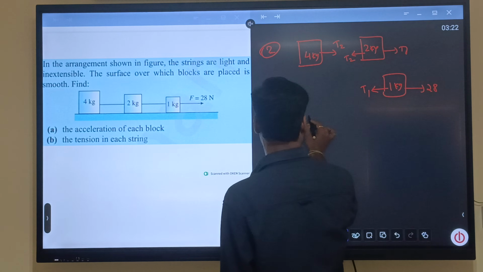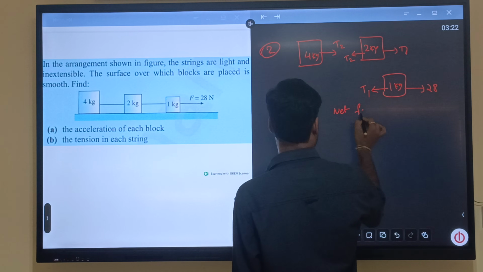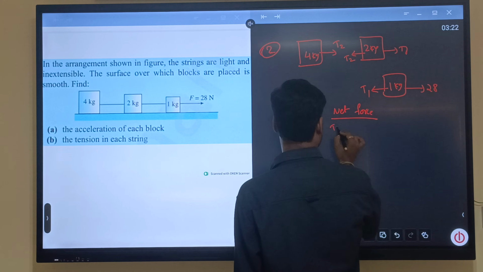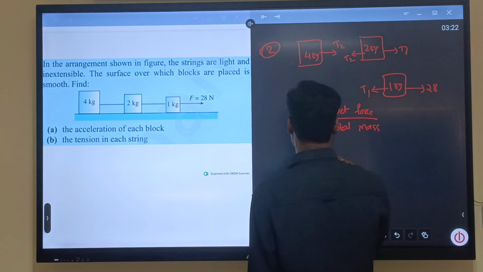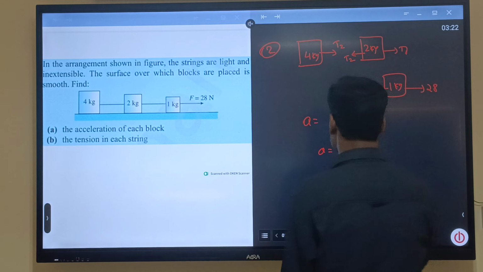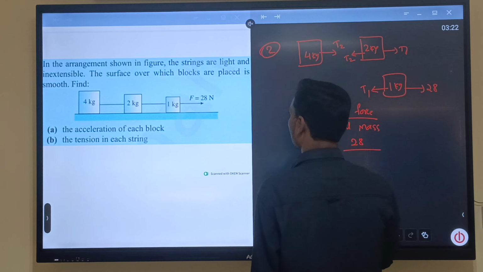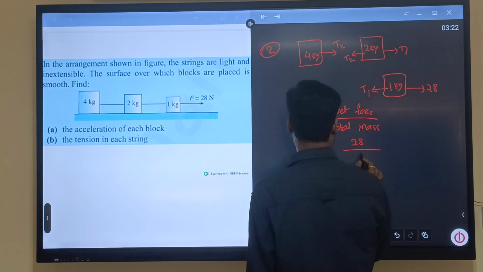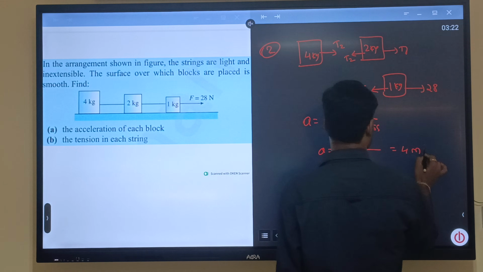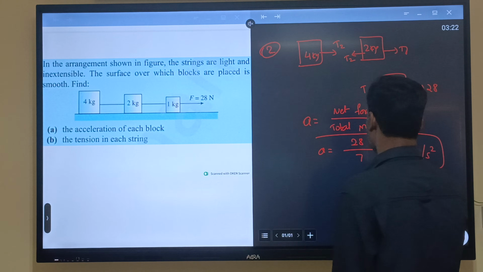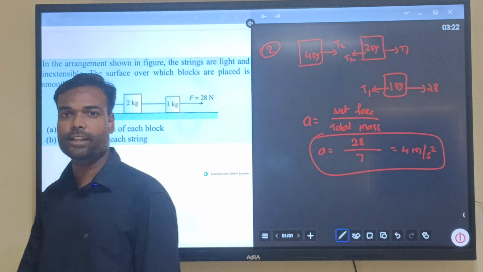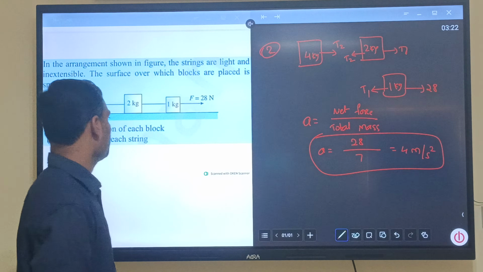And as I have told you, acceleration equals net force by total mass. Then acceleration equals 28 by 7, which equals 4 meter per second square. This is the acceleration of each block because they are connected with the same string. So the acceleration becomes 4 meter per second square.